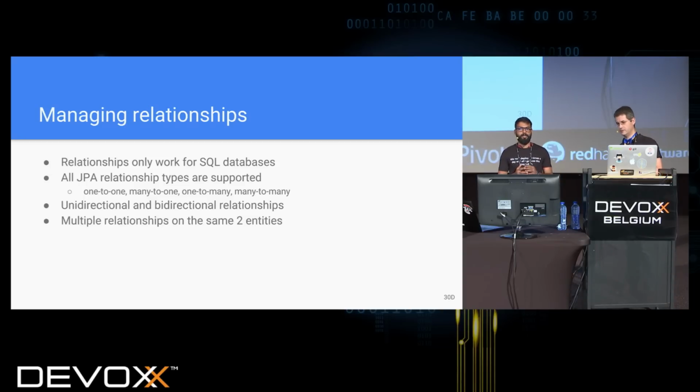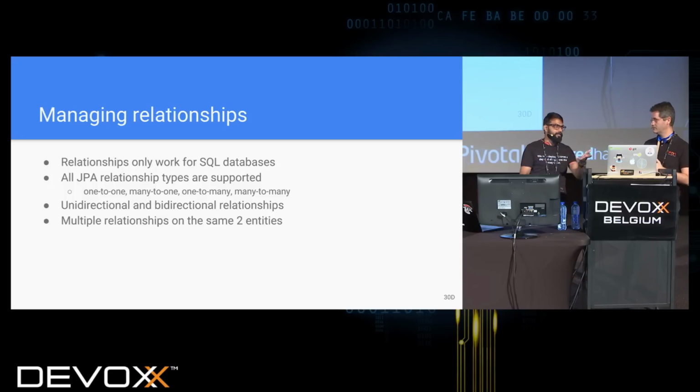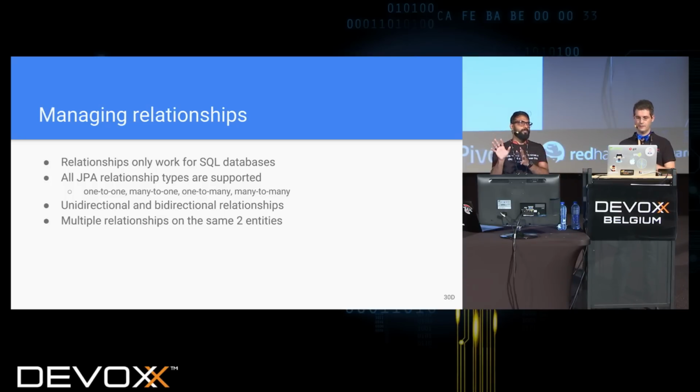So for relationships, it works only with SQL databases. We are discussing MongoDB and stuff, but currently it works only with SQL databases. All JPA relationship types are supported: one-to-one, many-to-one, one-to-many, many-to-many. Bidirectional relationships by default. But you can see that Julien created a unidirectional one just now. For most cases, that will work as well. But when you do a unidirectional relationship, you might encounter some edge cases because all default options are bidirectional.